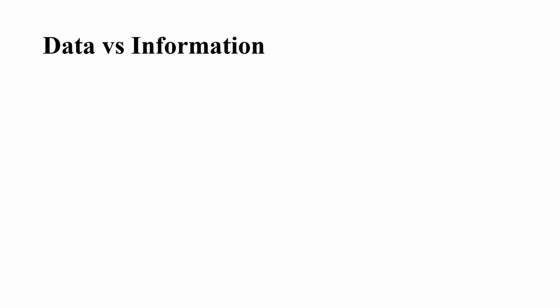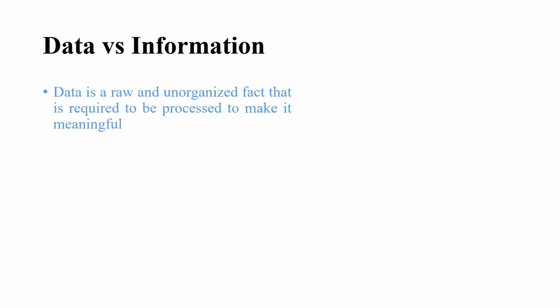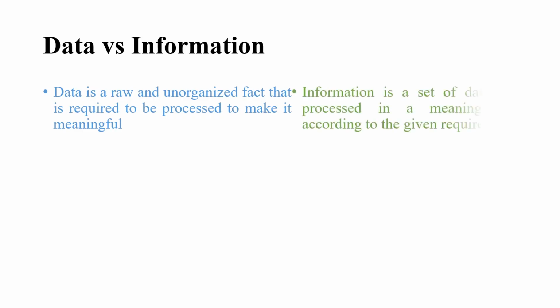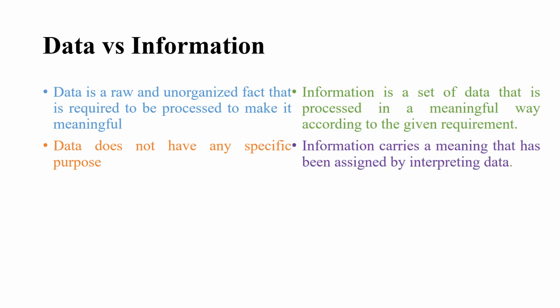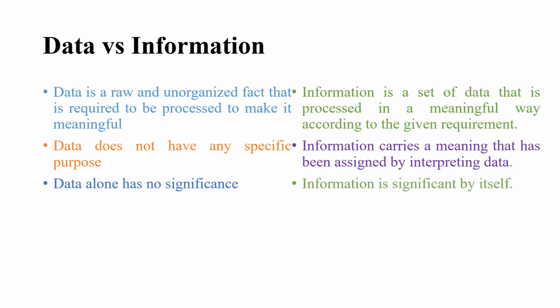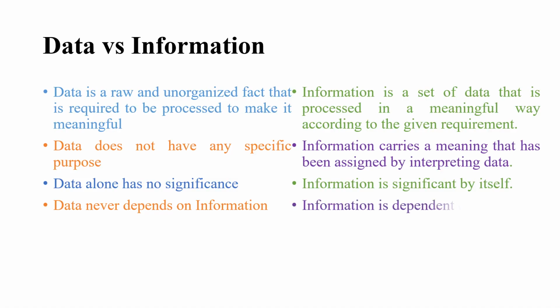Now let's see some key differences between data and information. Data is a raw and uncategorized fact that is required to be processed to make it meaningful. Information is a set of data that is processed in a meaningful way according to the given requirement. Data does not have any specific purpose. Information carries a meaning that has been assigned by interpreting data. Data alone has no significance. Information is significant by itself. Data never depends on information, but information depends on data.